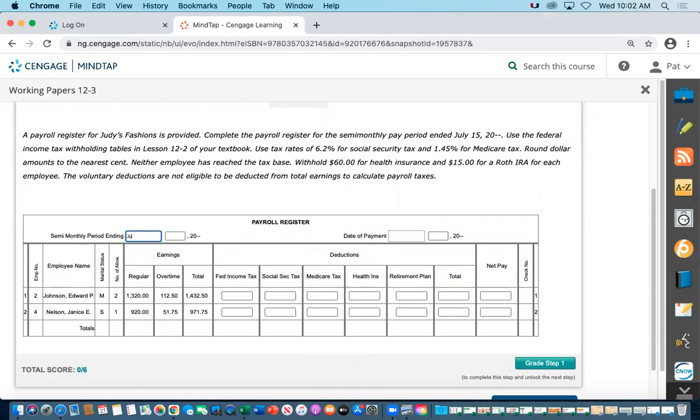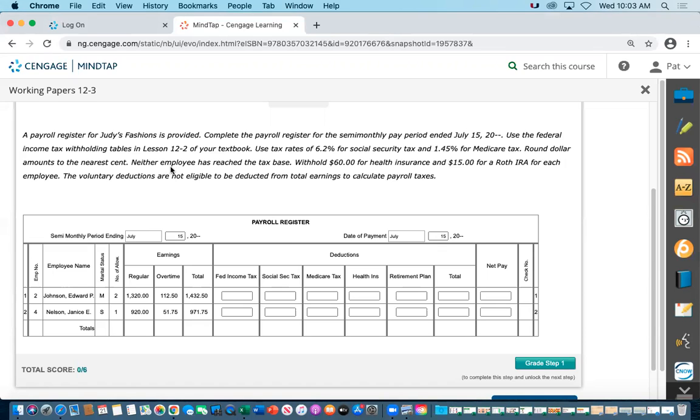So first thing we can do, July 5th. Oops, you've got to say July, then 15th. Okay. I know it's really small. I'll blow it up here in a minute. Use the federal income tax tables, those are the sheets that we gave you. I'll have the screenshots up again, but you want to use those sheets I gave you on the application problem. We're using 6.2 and 1.45 as always, round to the nearest cent. Okay, that should make sense.